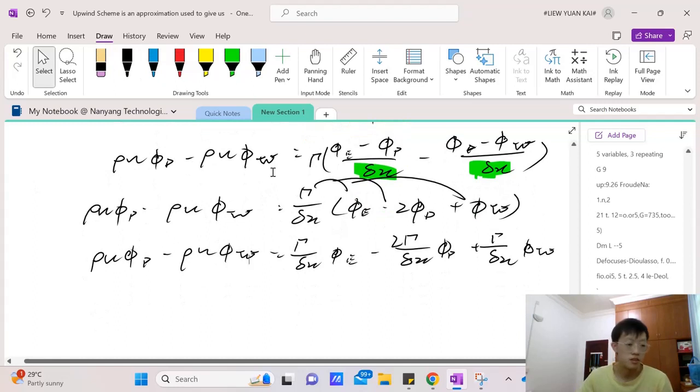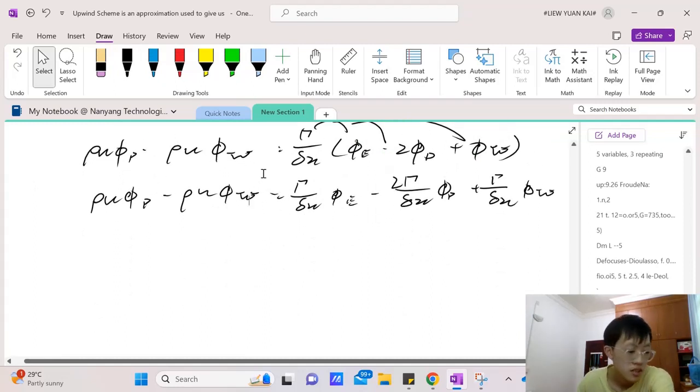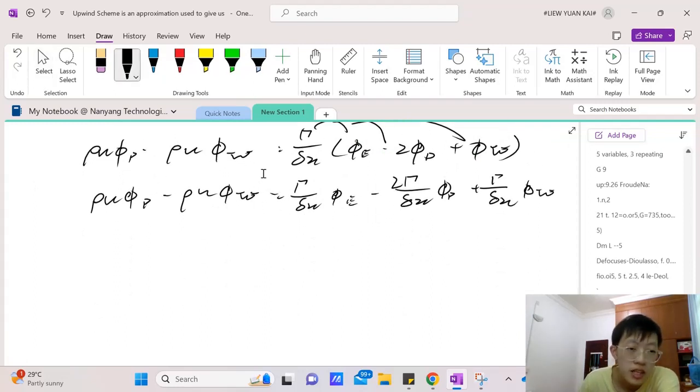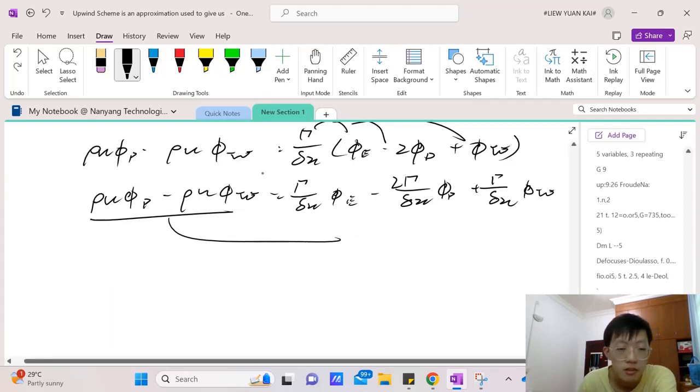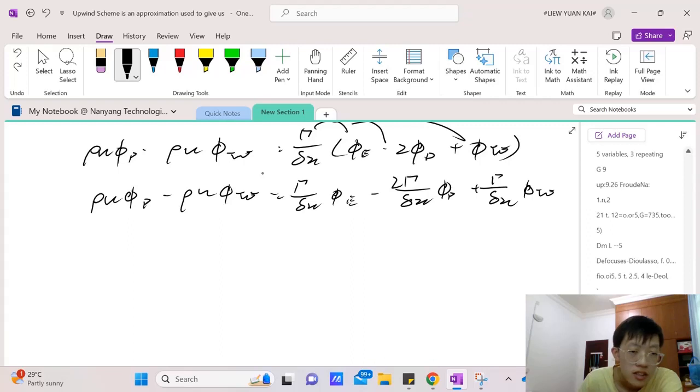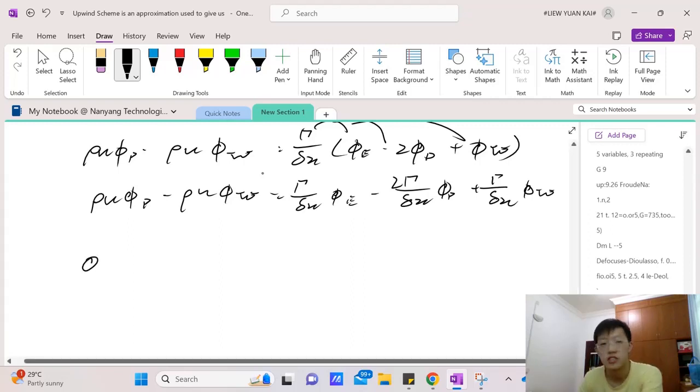Okay, and now I'm gonna group the terms together. So I'm gonna bring everything to this side and group the like terms together. So this side, when everything's moved across, everything in this side becomes 0 on the left hand side.